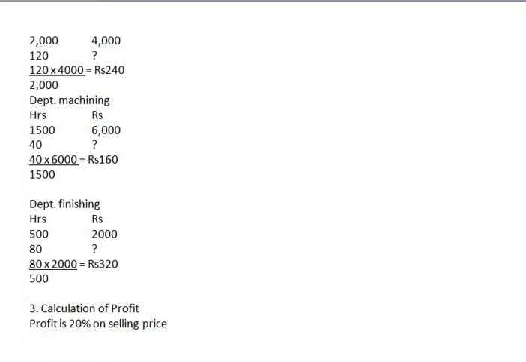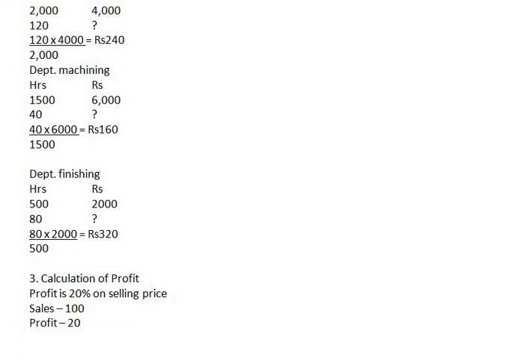So we will assume sales 100, and profit is 20% on that. So 100 into 20% is 20. Now cost will be how much? Sales minus profit is cost. So cost is 80. Understanding? Now we know how much is cost.